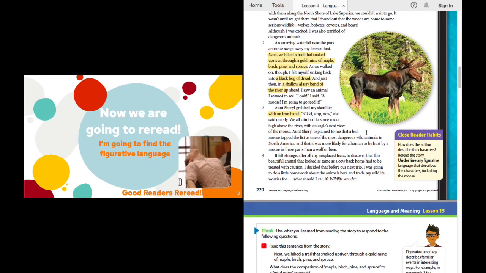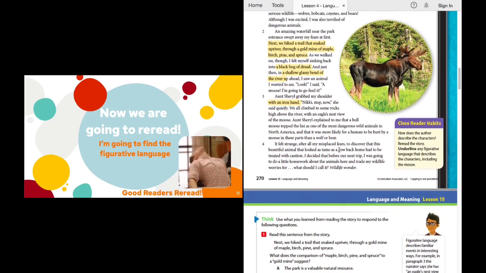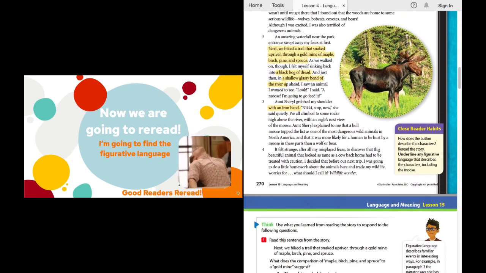"Aunt Cheryl explained to me that a bull moose topped the list as one of the most dangerous wild animals in North America. That it was likely for a human to be hurt by a moose in these parts than a wolf or bear. It felt strange, after all my misplaced fears, to discover that this beautiful animal that looked as tame as a cow back home had to be treated with caution."